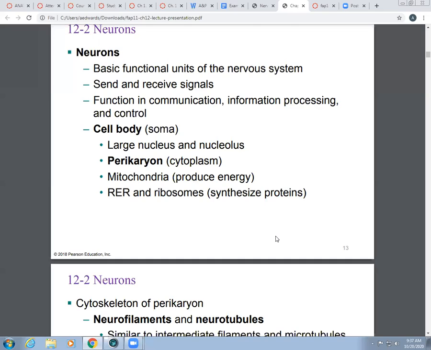So some of the parts of a neuron: your cell body, also known as a soma. It has a large nucleus and nucleolus. Remember, the nucleolus has to do with creating the ribosomes. The cytoplasm is called the perikaryon. We know mitochondria are involved in making energy. We know that rough ER and ribosomes are involved in making proteins, but here they're in the context of what you need for a nervous tissue cell.